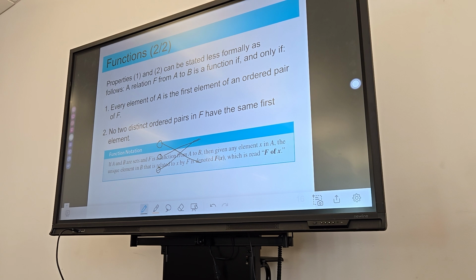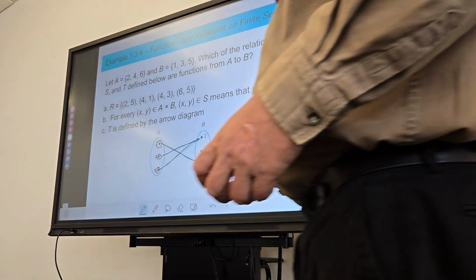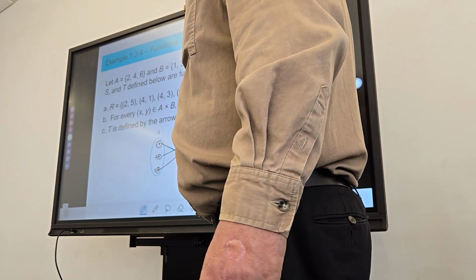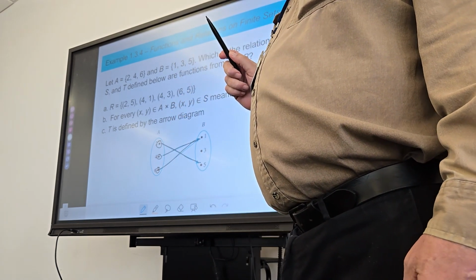You can't have an element in A that doesn't have a corresponding value in B. Okay? So all the elements in A are associated with a value in B. Right?